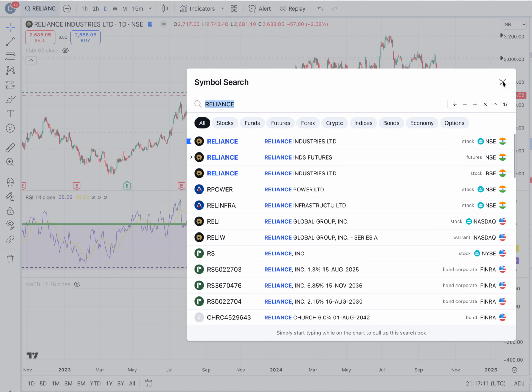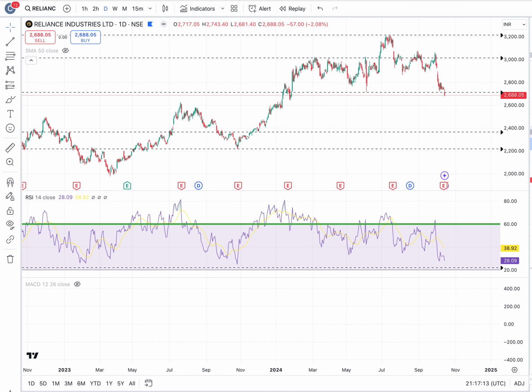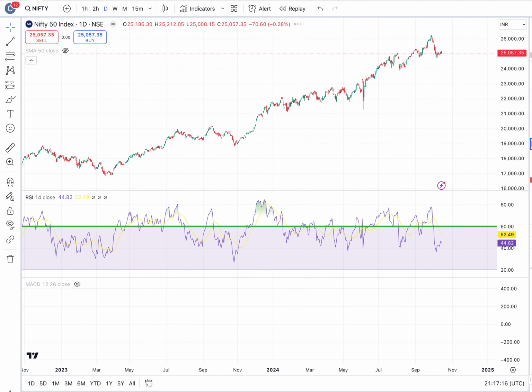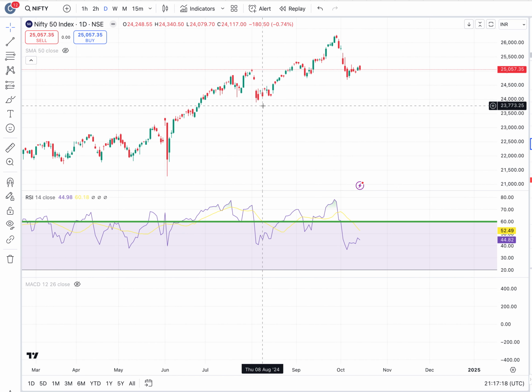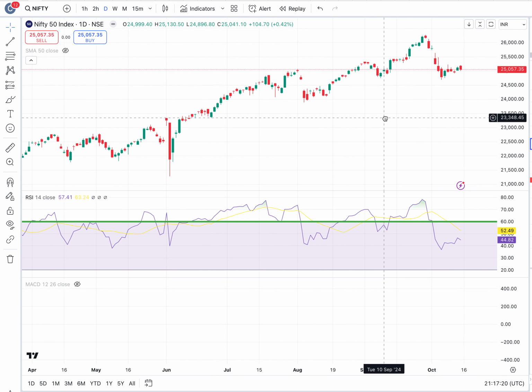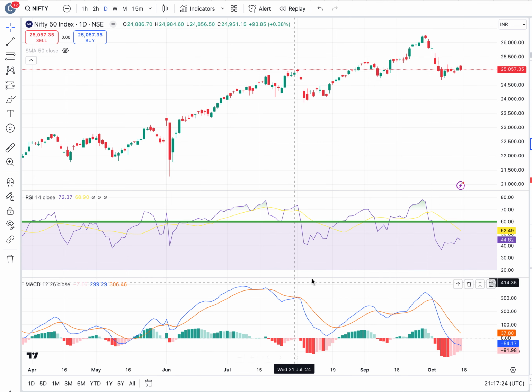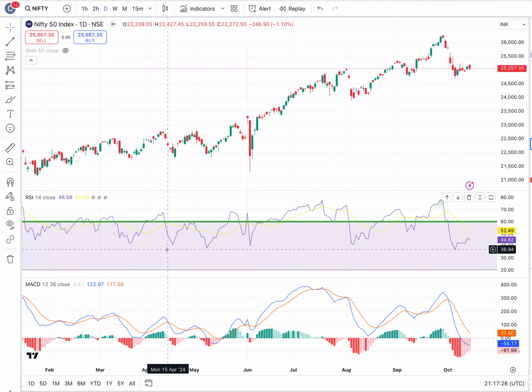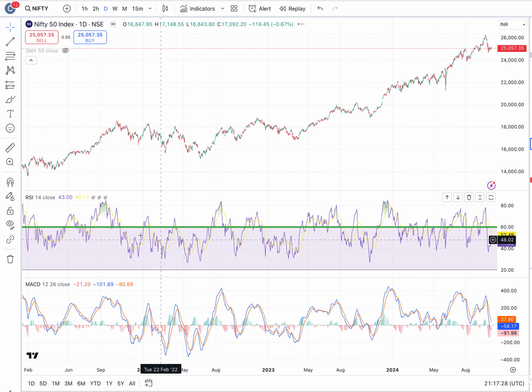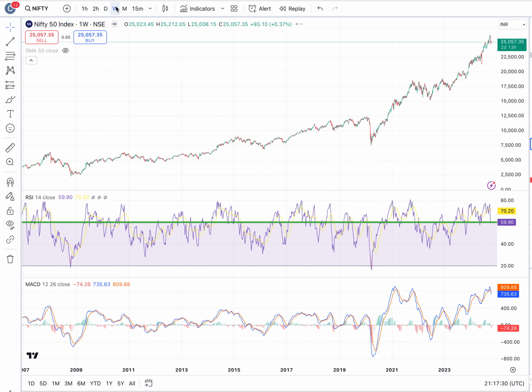Let's go back to the Nifty, and MACD. I think let us uncover the MACD part. So anytime when you see RSI is low, maybe you'll see it at the weekly level.